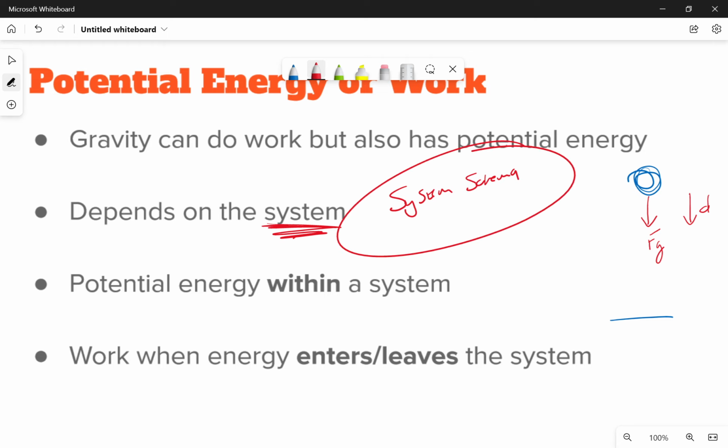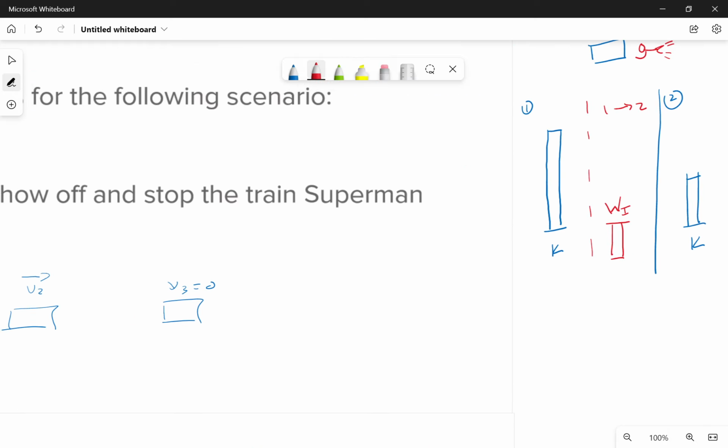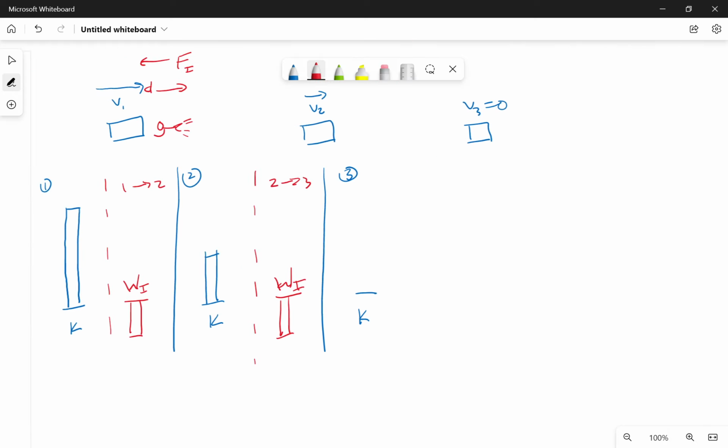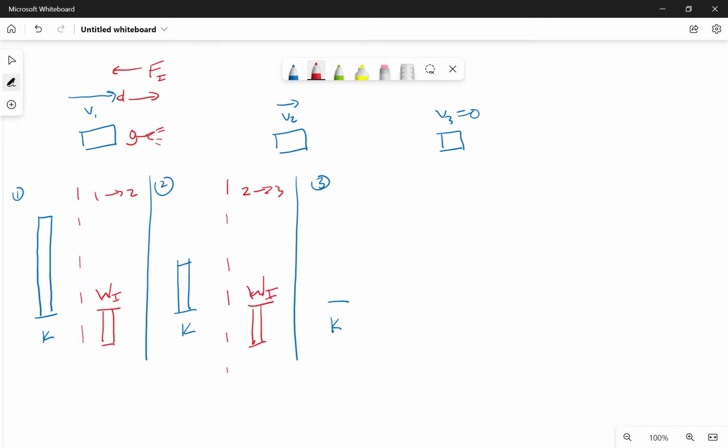So what we're going to look at then is that potential energy is energy that stays within the system, and if there's work, that's energy leaving or entering the system. So for example, if I look back at these examples a little more intently now, I could do a system schema for this one, and I could say, okay, I've got the train, I've got Iron Man, I'm interacting with probably the Earth, and I'm interacting with the track.